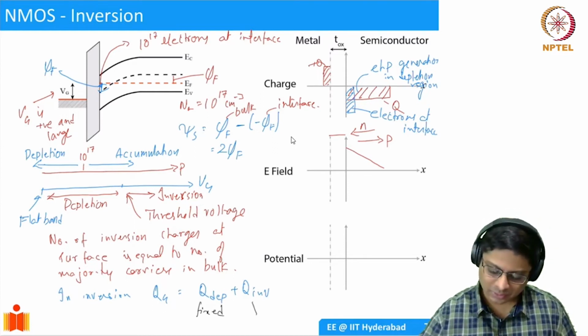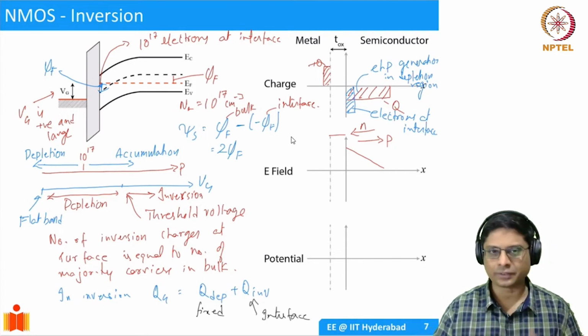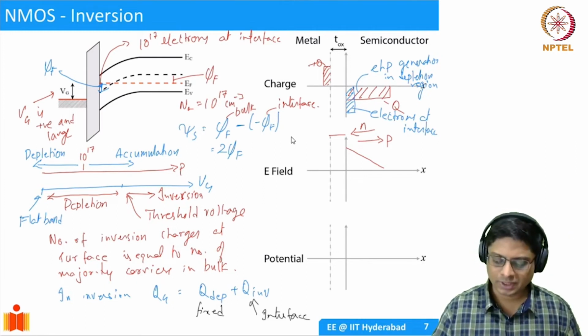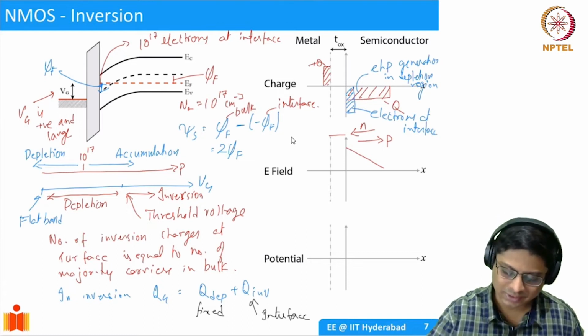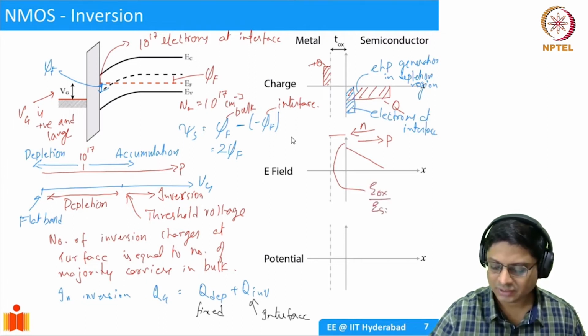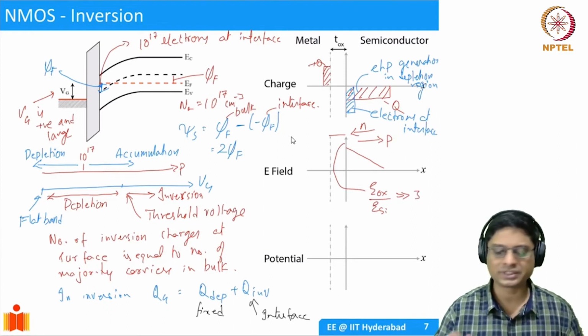So electrons will come towards the interface. Just at the interface, it's a very, very thin layer of inversion charge. And because of that, this discontinuity will actually increase. If you look at this, we will give you this as an exercise. If you look at E oxide divided by E of silicon, this will be much greater than 3 in inversion. Okay, we will give you this as an exercise.